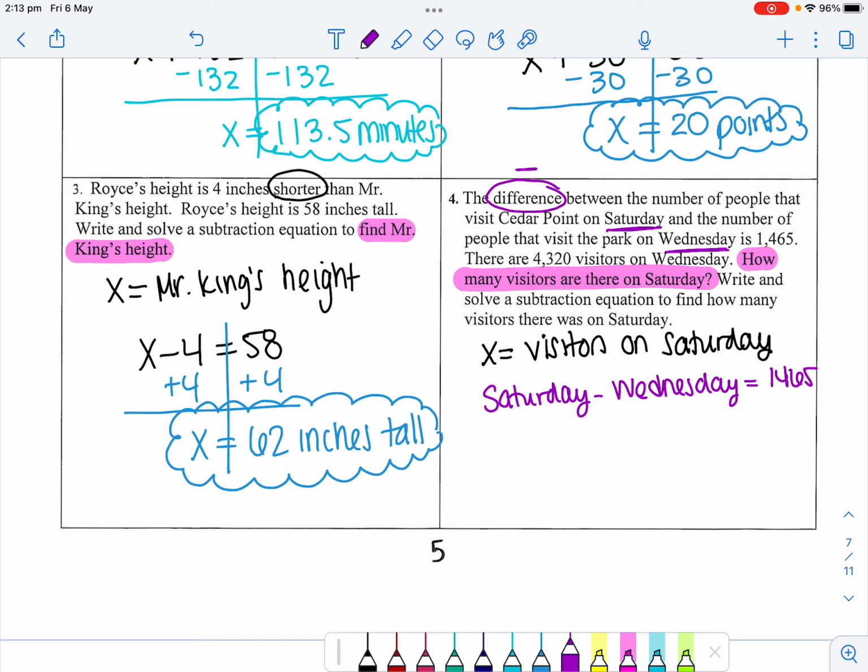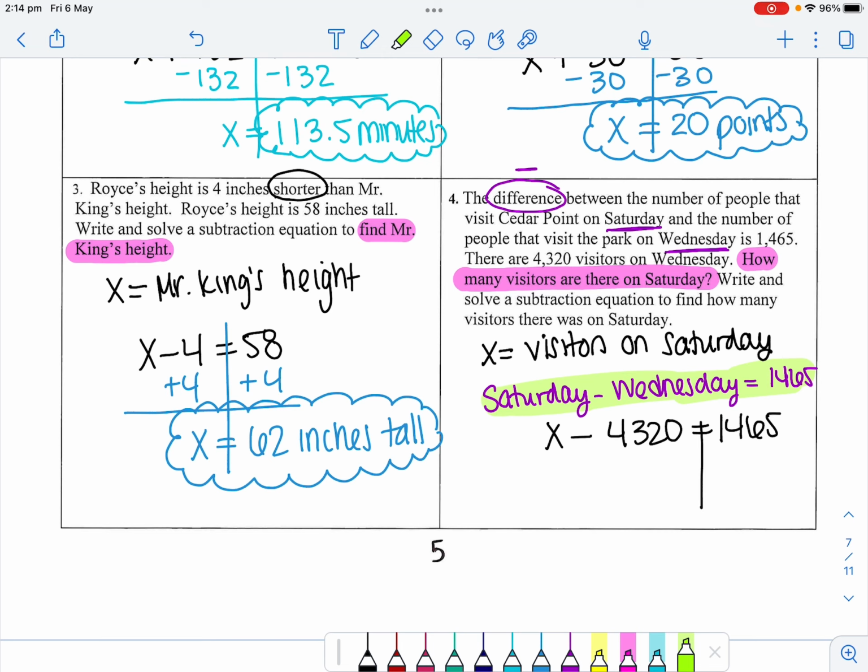And then it says there are 4,320 visitors on Wednesday. So I am going to put 4,320 visitors on Wednesday in for Wednesday in my equation. So my equation is going to say x minus, because my variable is Saturday, 4,320 is equal to 1,465. So I wrote my equation out in words right here so I could see exactly where the numbers were supposed to go. And then I replaced those words with either the variable or the values that were needed.